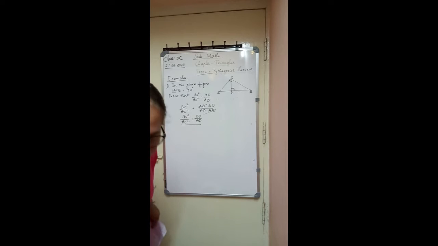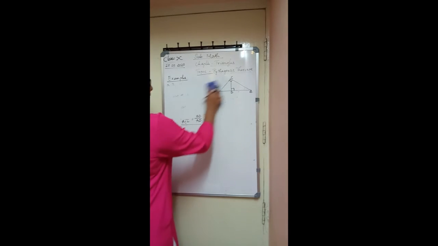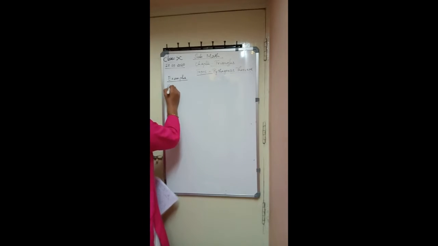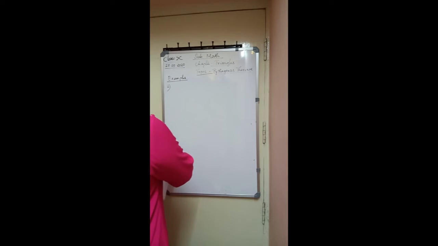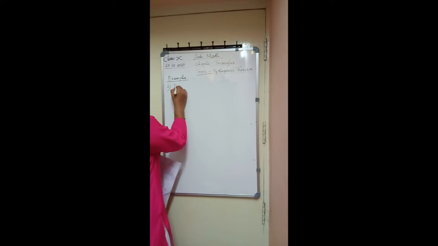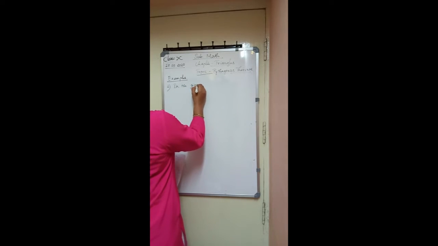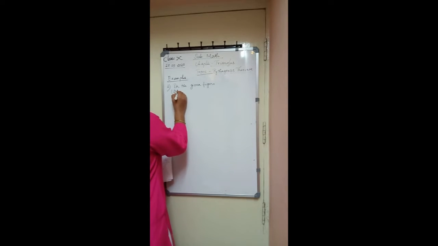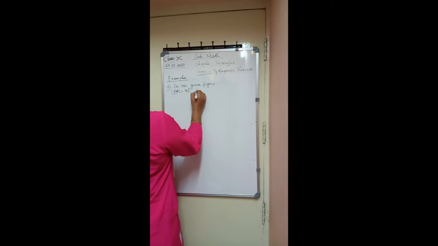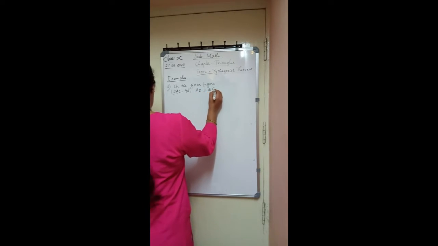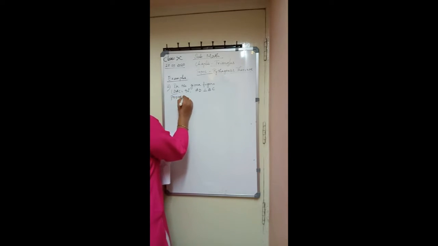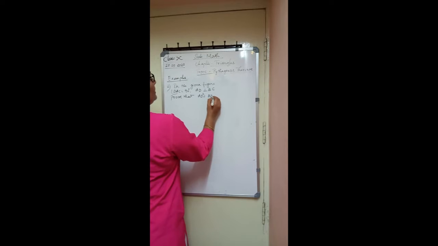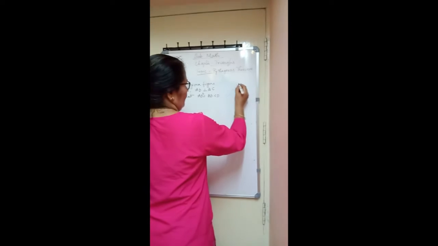Okay. Now we'll go to second example. Example 2. In the given figure, angle BAC is 90 degrees, AD perpendicular to BC. Prove that AD square equals BD into CD, and the triangle is given here.